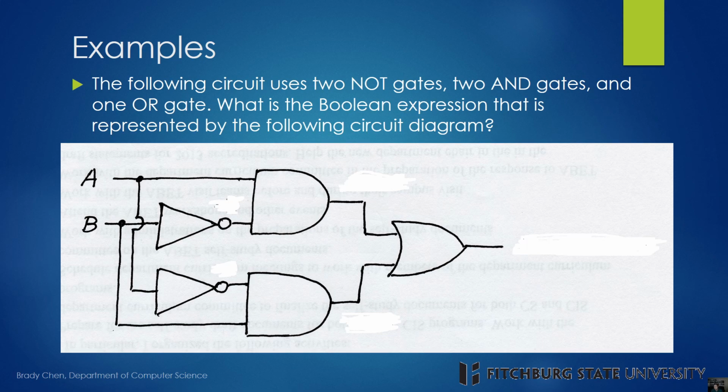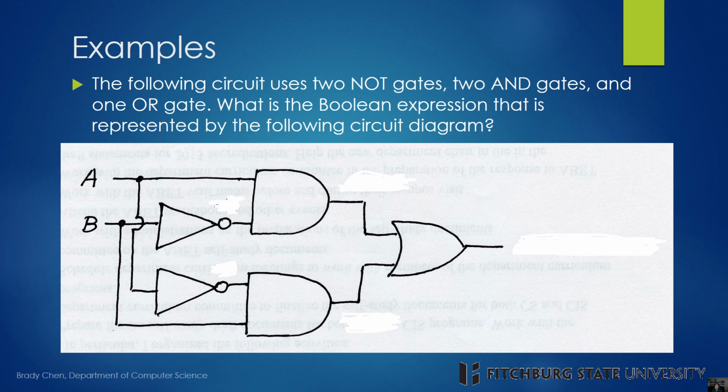So in circuit design, you need to do 2 types of operations. One, if you're given a Boolean expression, how can you convert this Boolean expression into the circuit diagram? That's one thing. Now, another operation is the opposite. If you're given a circuit diagram, how can you find out what is the Boolean expression that is represented by this circuit diagram? Now here's the example.